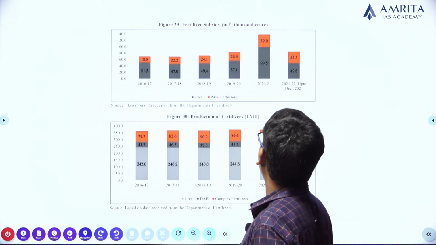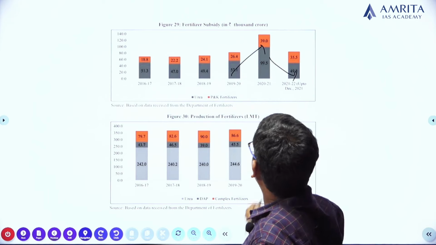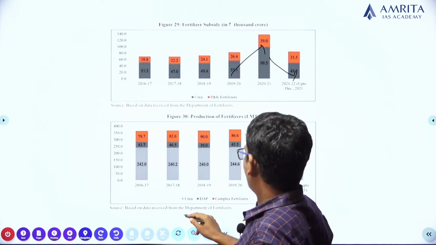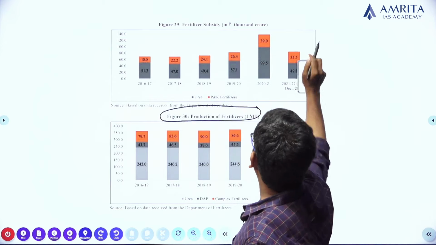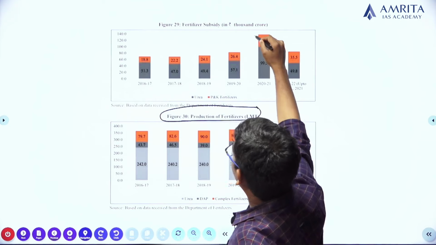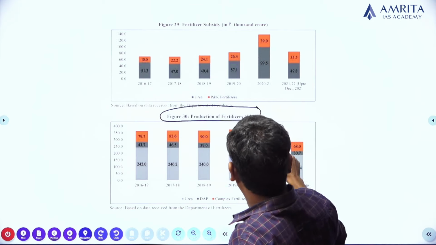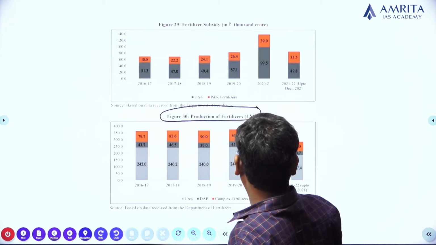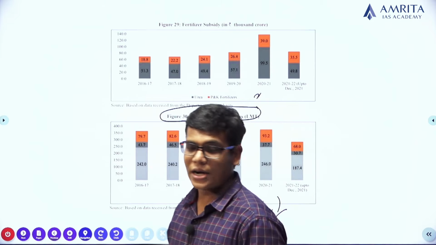Fertilizer subsidy, what we have given, increased, again decreased. Urea, DAP, complex, the production what we are doing. If you want to know the total number, then take the production of fertilizers that we are doing, get this total number, and this is the subsidy in crores. Okay.